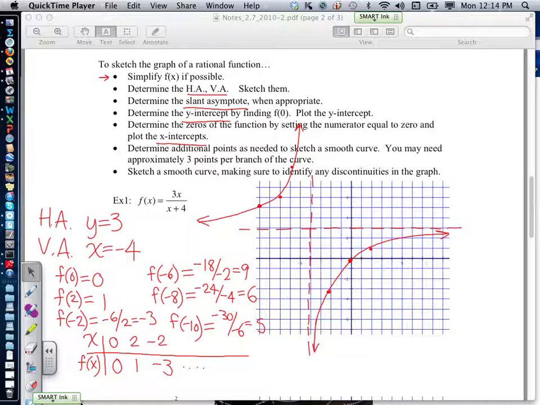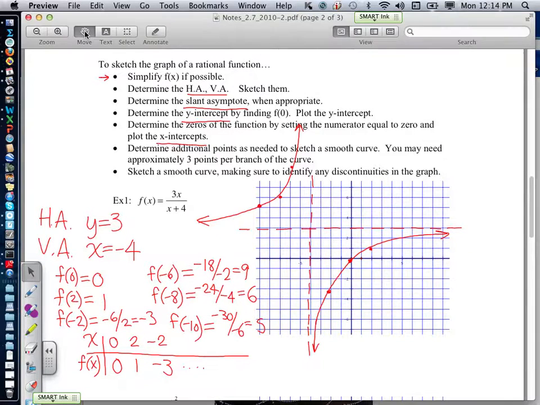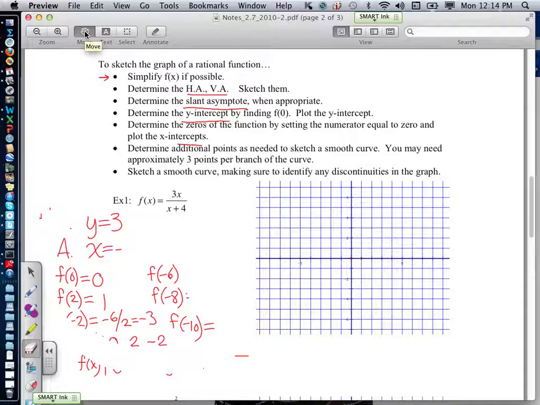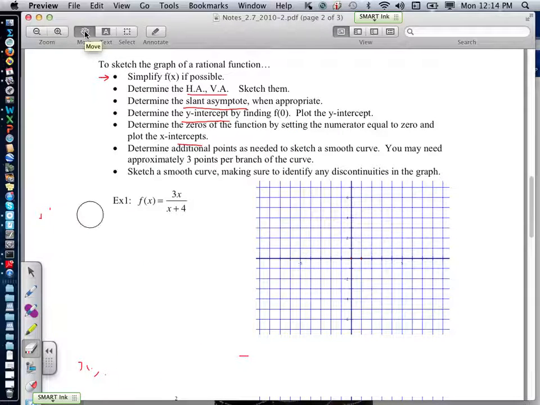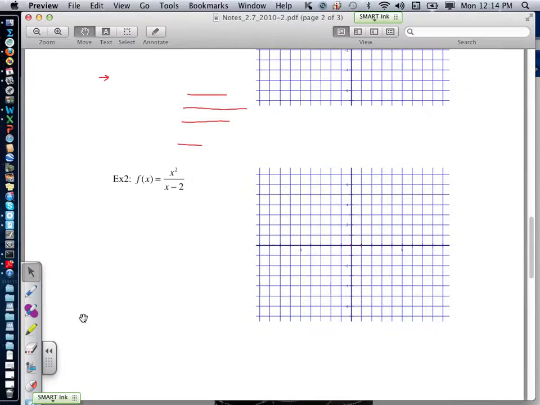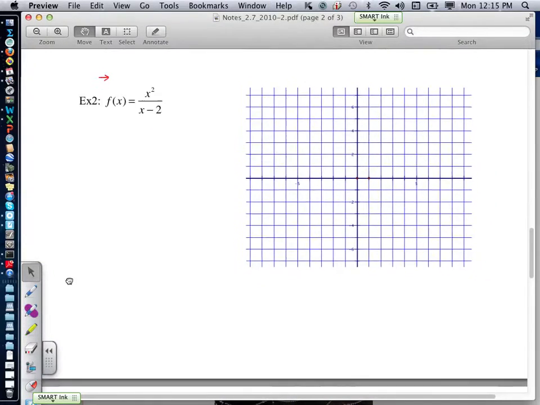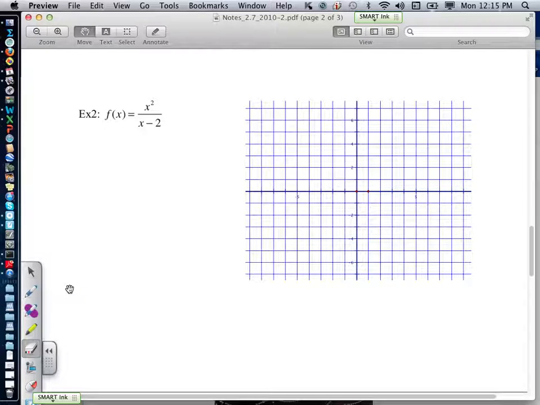So that's everything you should have been able to do up to today. And now the next example has a slant asymptote. So let's take a look at the next example. And I'll just get rid of all this first. All right, so let's take a look at this example. This one does have a slant asymptote. And maybe I'll enlarge this just a hint. Okay, so we know it has a slant asymptote.